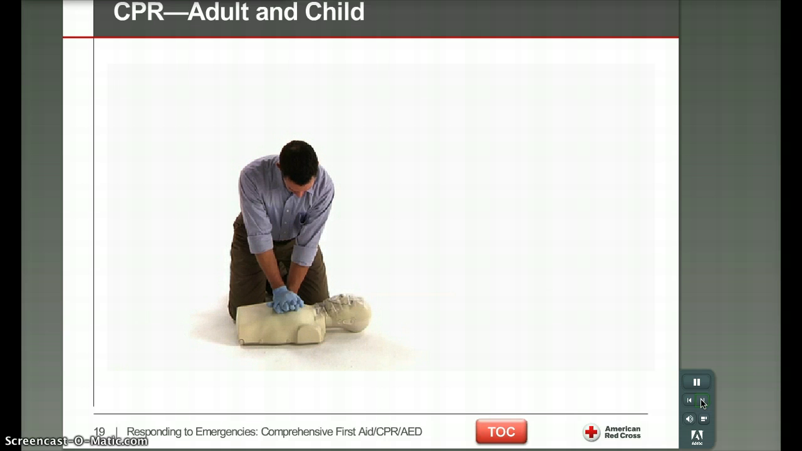Now, give 30 chest compressions. Try to keep an even pace. The compression should be at a rate of at least 100 per minute. Counting out loud can help you.